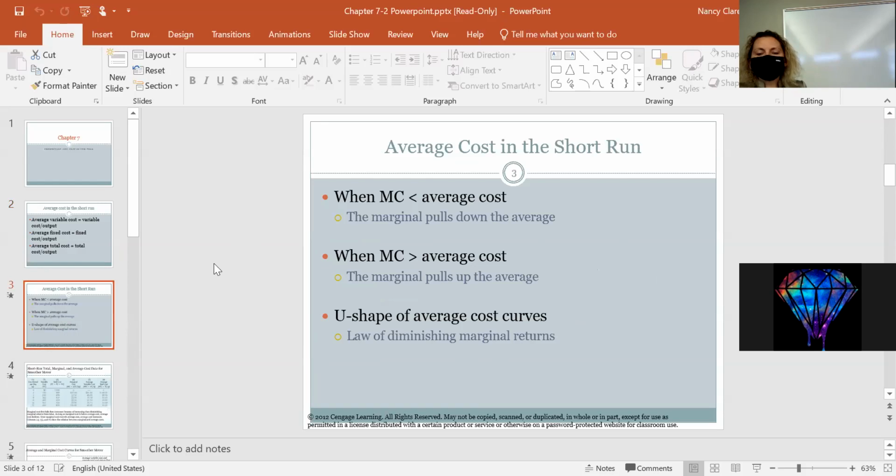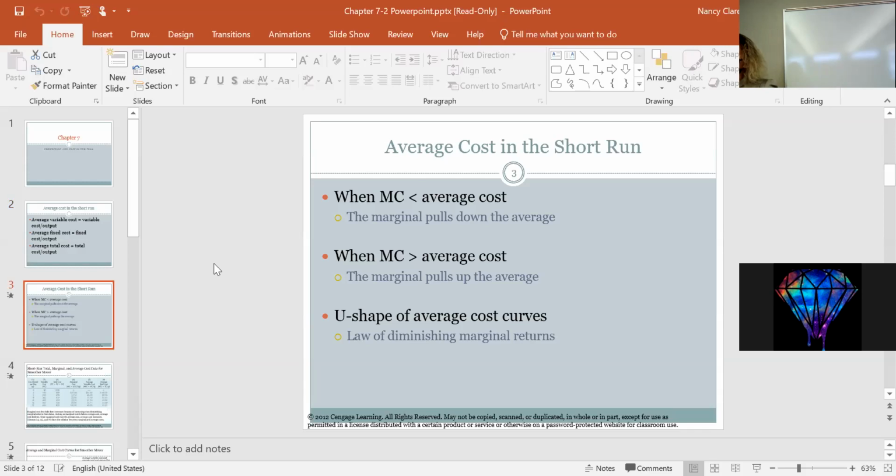All right, so let's create a relationship between average costs and marginal costs. There's a really strong relationship, and understanding that relationship, which you actually already do, will be very, very beneficial to you. So I'm just going to do a little example for you up here on the board on how you already know the relationship between marginals and averages, and then we'll go through this particular slide.